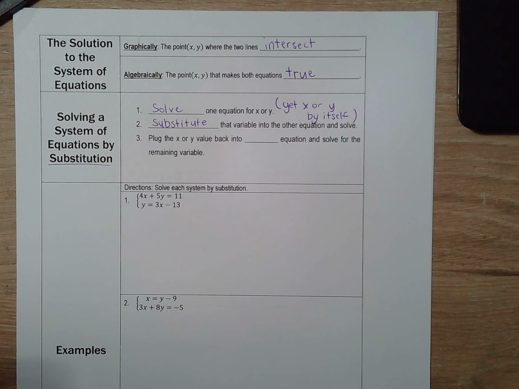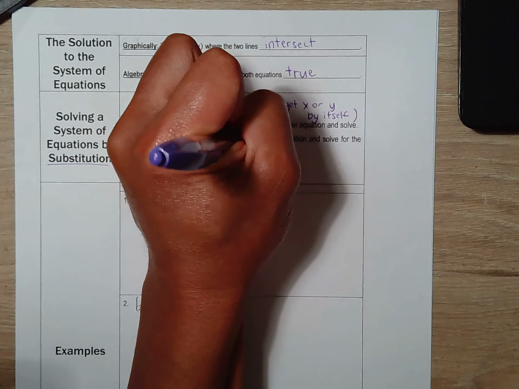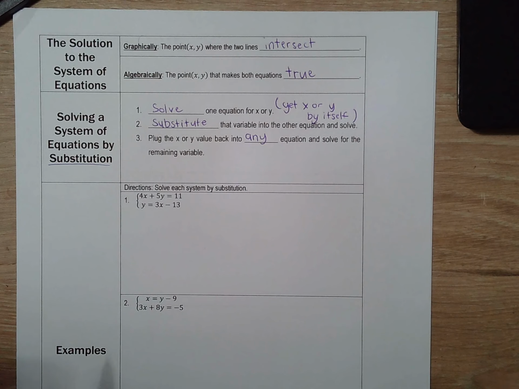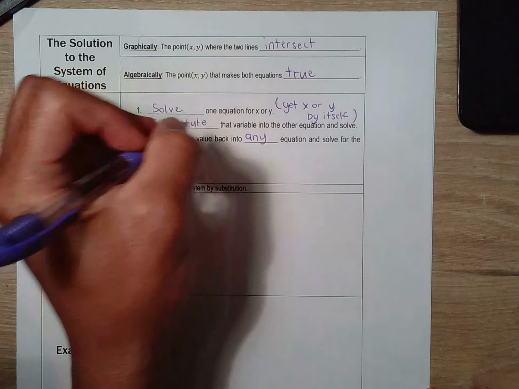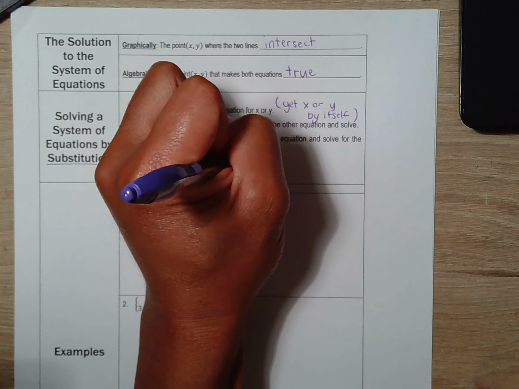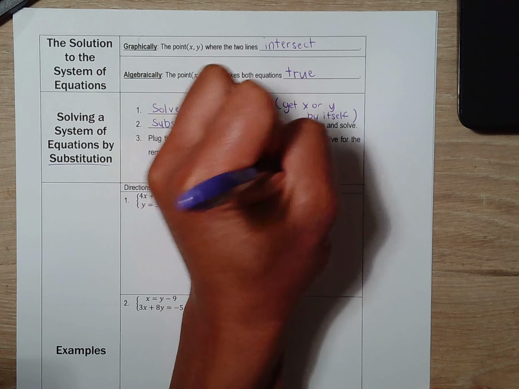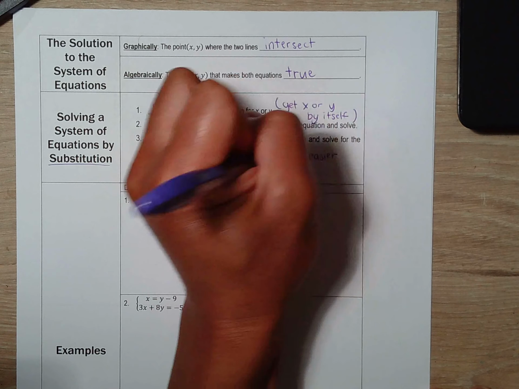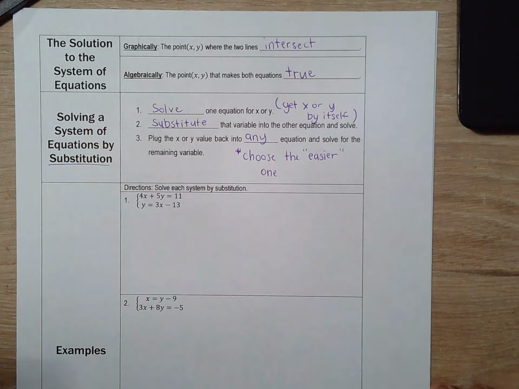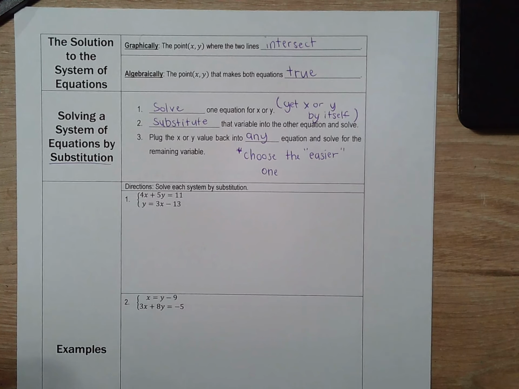Then next, step three, we plug the x or y value back into any equation and solve for the remaining variable. You will see what I'm talking about when I discuss this later. But for any equation, let's make a note here: I want us to choose the easier one. I put easier in quotation marks because it's up to you what you feel is the easier one, but hopefully you will see what I mean when I'm going over these examples. All right, let's get started.